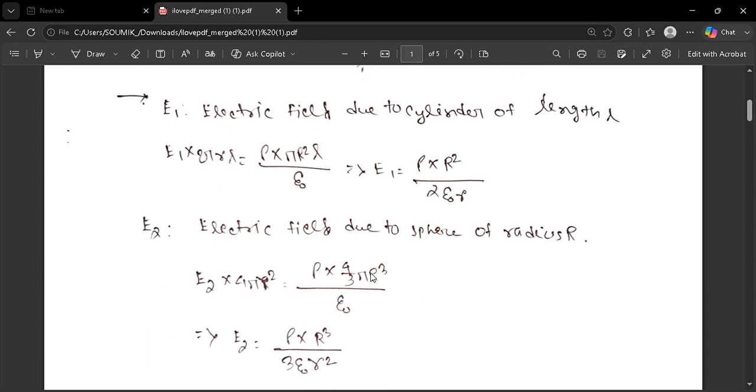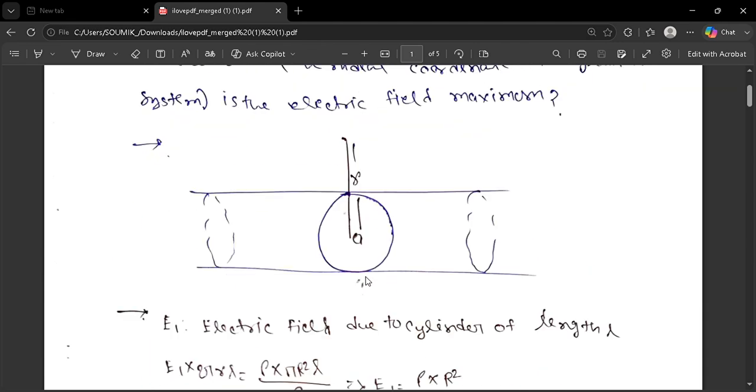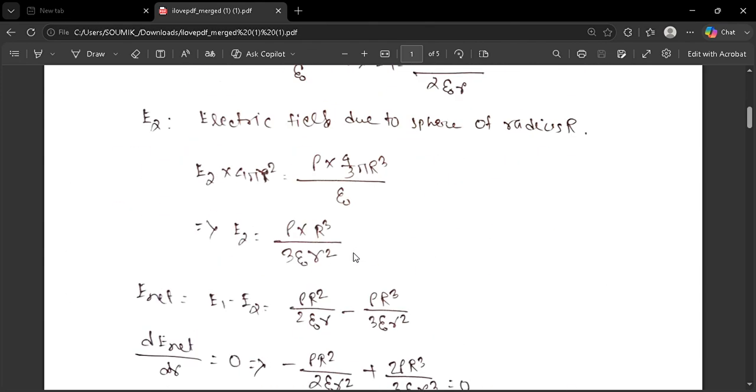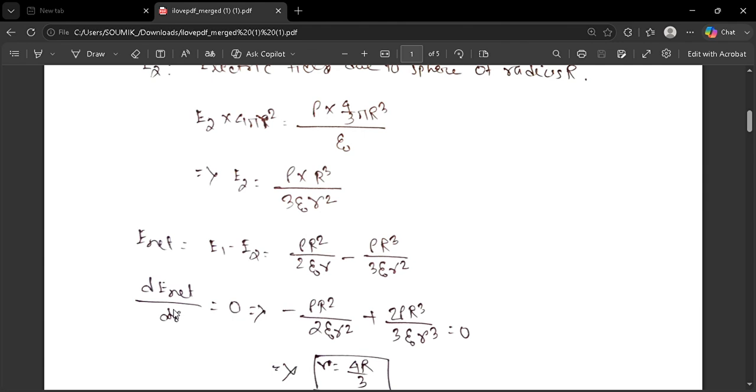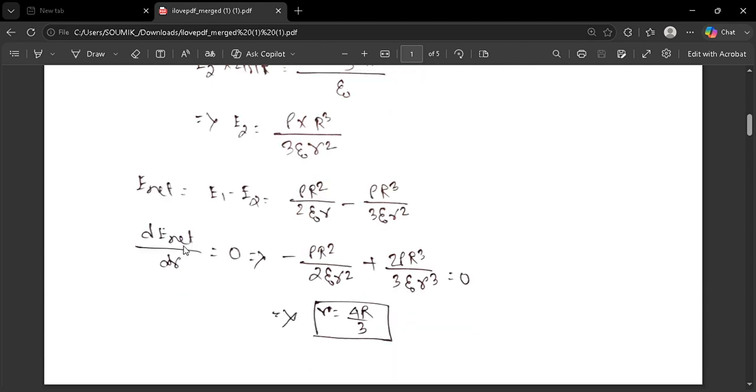And to find the maximum electric field at a distance small r from the center of the cylinder, we need to take the first derivative of the net electric field with respect to small r and equate it with 0, and from this calculation we can find small r.